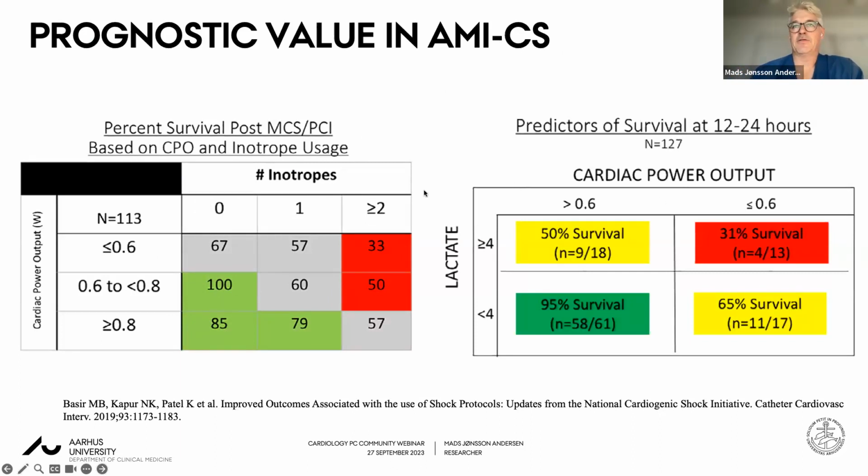But it also relates to lactate. So if you have a high cardiac power output and a low level of lactate, there's a good chance of survival. Whereas in the opposite case, where you have a low cardiac power output and a high lactate, then there's a slimmer chance of survival.